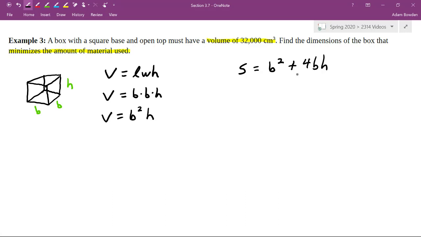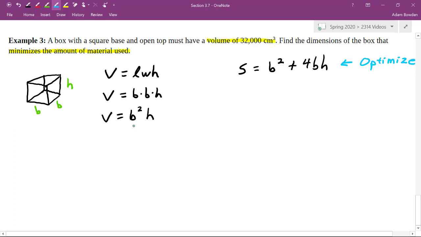Now which one are we trying to optimize here is the question. In this case we're trying to optimize the surface area. Okay, so what we're going to do here is we need to use the first derivative on the surface area, but we need to do something with both variables. We need to substitute in for either b or h.